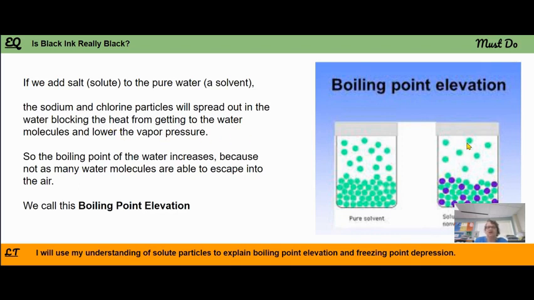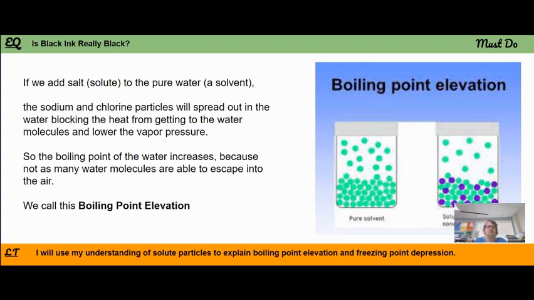What's going to happen is it's going to lower the vapor pressure, which means it takes a lot more heat for those molecules to jump out. So the boiling point of the water is going to increase. We know that water boils at 100 degrees. Water with salt in it boils a little bit higher, because not as many water molecules are able to escape into the air. The boiling point really needs to get to where they're escaping, becoming steam. We call that the boiling point elevation.